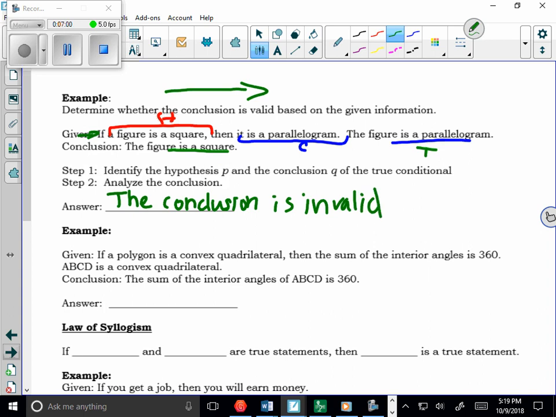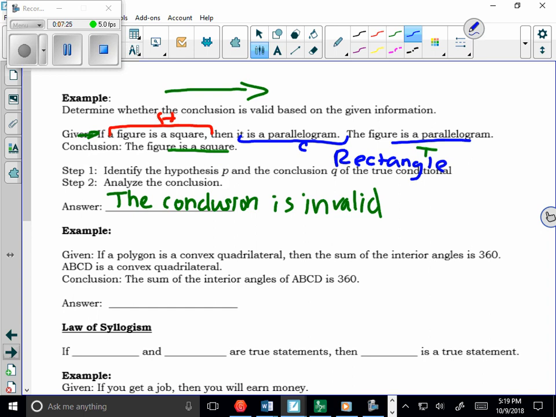Think about this in terms of counterexamples again. They said the figure is a parallelogram, so the figure must be a square. Not necessarily. What if I say the figure's a rectangle? It kind of fits in that same logical reasoning that they just used. It's a parallelogram, but I don't have anything there to officially tell me that it is a square. I have to start with that square part.